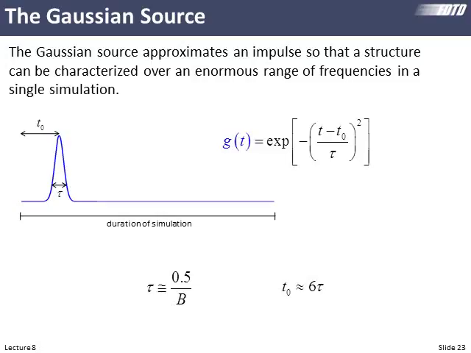So how short do we make the pulse? Well, we decide what the bandwidth needs to be. What range of frequencies do we need in our simulation? So we take the bandwidth and we say 0.5 divided by the bandwidth. That'll be the duration of the pulse.